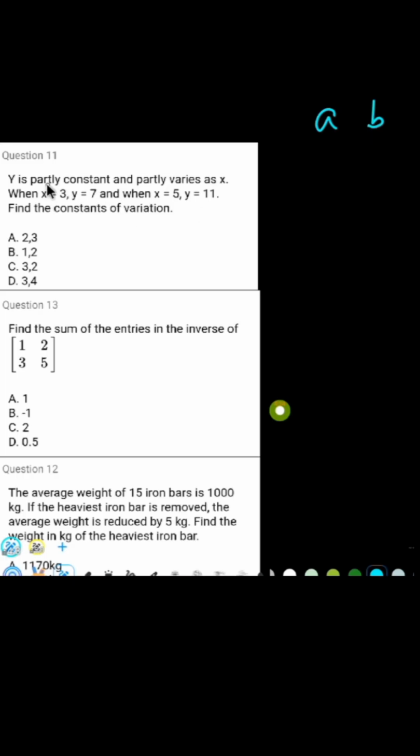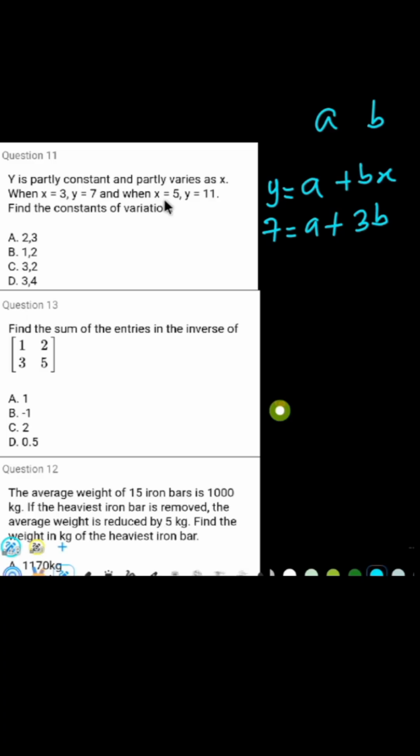So the first line says y is partly constant. I'm going to write y outside. It's partly constant. That means y is just constant, just a letter. Then plus, then y varies as x. Okay, that will be bx. You understand? The next step, put initial values. x is 3, y is 7. So put it here. 7 equals a plus 3b.